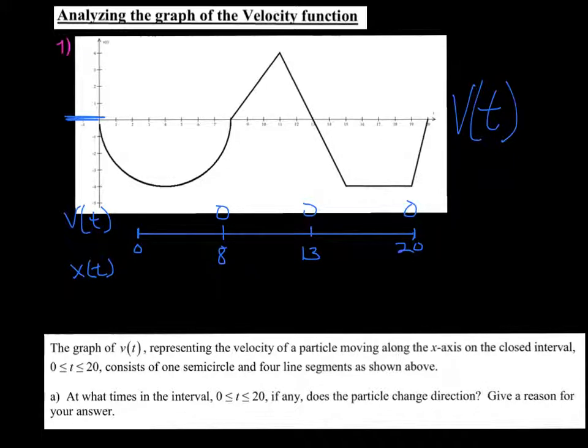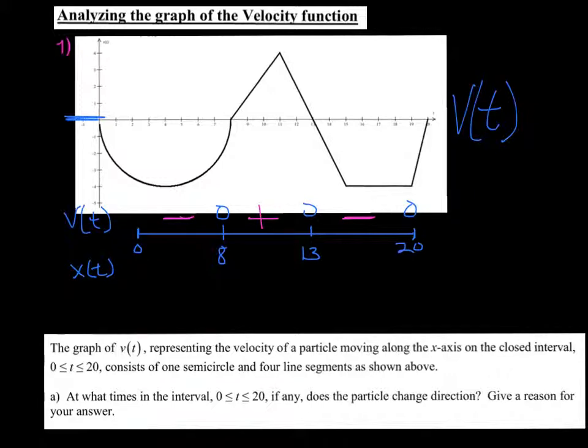All right, so then I'm going to go through and just say, what is the velocity graph doing? Is it positive or is it negative in those intervals? So between 0 and 8, what would I say about where the velocity function is graphed? I would say that it is below the x-axis, therefore it is negative. Okay, between 8 and 13, though, it's above the x-axis, it's positive. Between 13 and 20, definitely below the x-axis, again, negative.